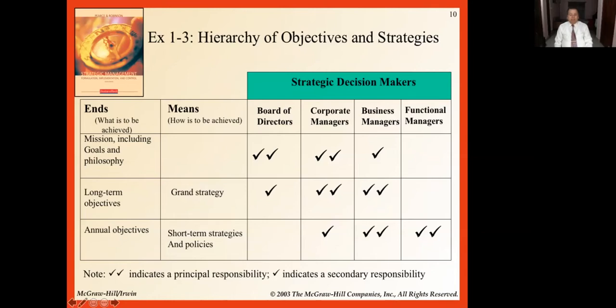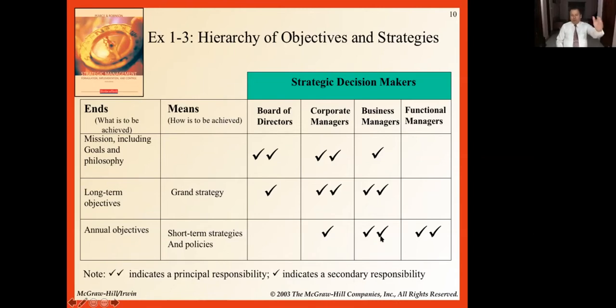Hierarchy of objectives and strategies. We have divided this ends and means concept, and here is the decision makers mapping. You have to understand this idea. Mission, including goals and philosophy, is the role of the board of directors, corporate managers, and business managers. Long-term objectives are achieved through grand strategy, and this is actually done at this level. Annual objectives are short-term objectives. They are mainly driven by these levels. Two ticks mean principal responsibility, and one tick indicates secondary responsibility.